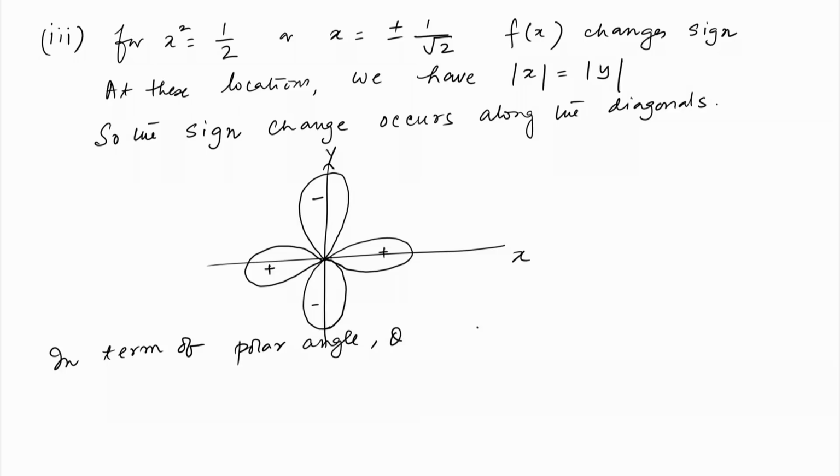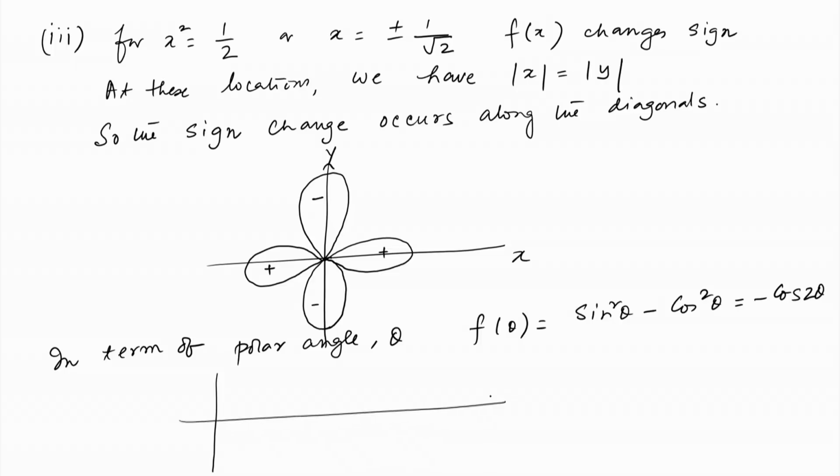Theta, I mean f of theta, can be written as sine square theta minus cosine square theta, which is minus cosine of 2 theta, and if you plot it, it looks like -1 and then it goes down and then it goes up and then it goes down and so on. So, this is where it goes down once more.